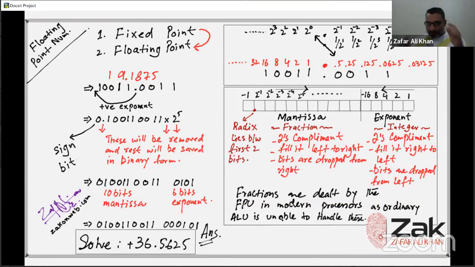I told you that this leftmost bit in Mantissa over here is actually the sign bit. If it is 0, it means that the whole number is positive, and if it is 1, then it is negative. Now let's take 3 minutes and solve this. 36 plus 36.5625, and obviously this 19 was also a positive number, 19.1875. This will be saved the same way, this will be developed the same way. Please take your time. I am going to give you 3 minutes for it.